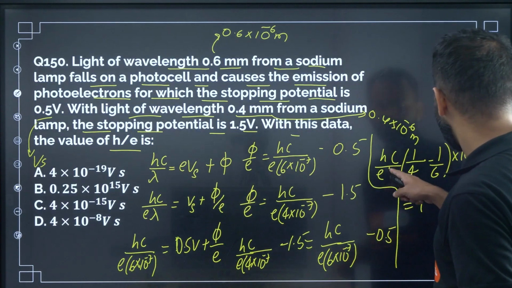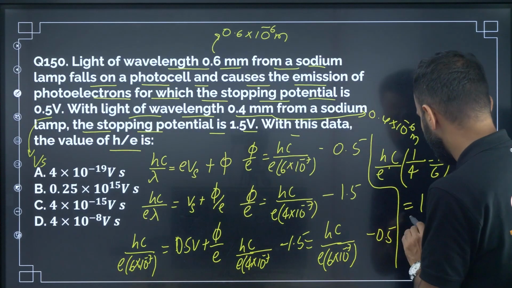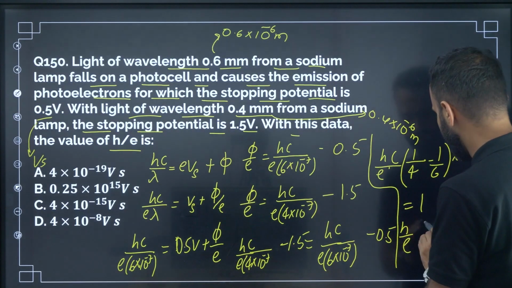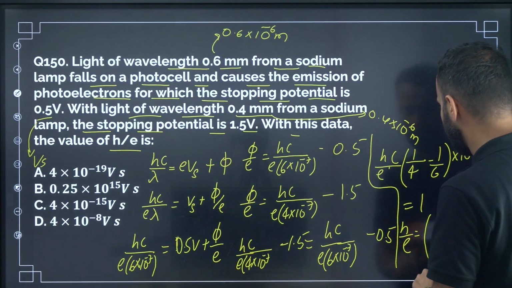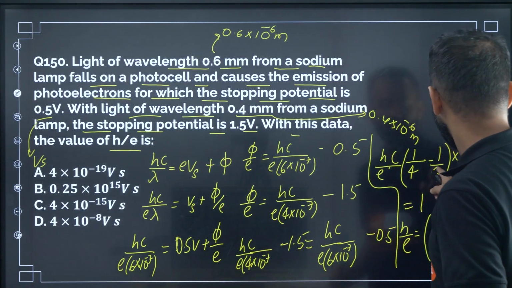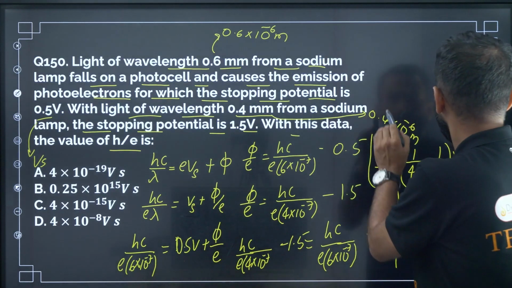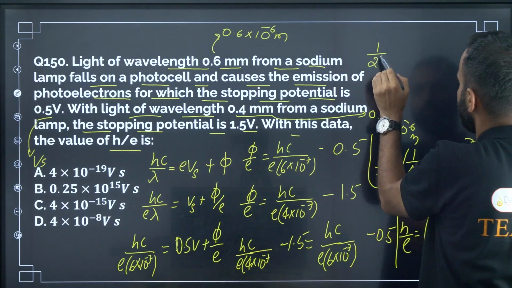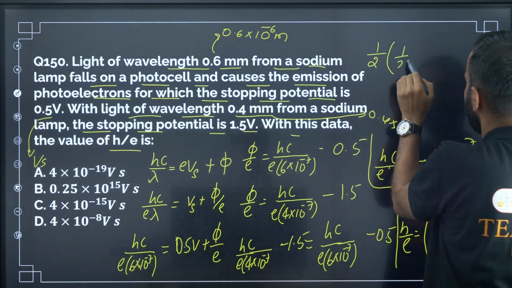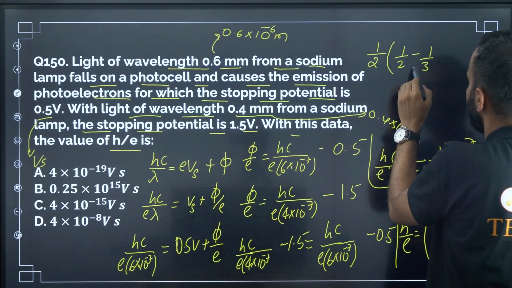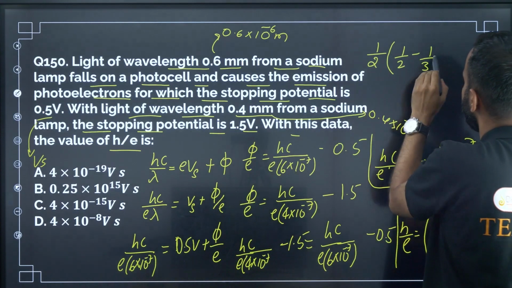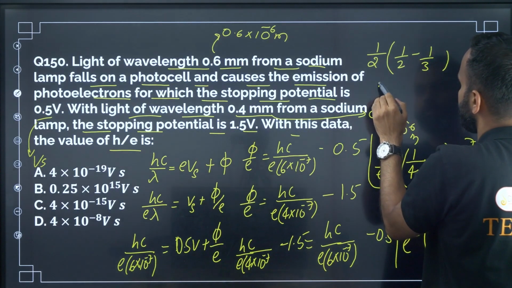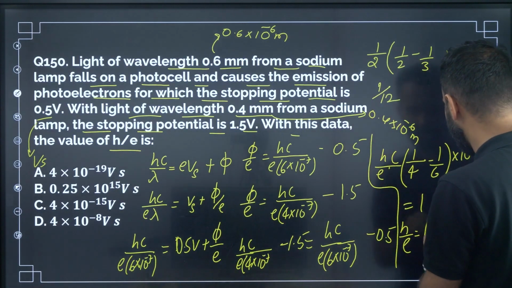Now we need to find the h by e value, right? So h divided by e is equal to 1 by 4 minus 1 by 6. What is the value of 1 by 4 minus 1 by 6? Take 1 by 2 as common: 1 by 2 minus 1 by 3, which is 1 by 6. So it is 1 divided by 12, right?